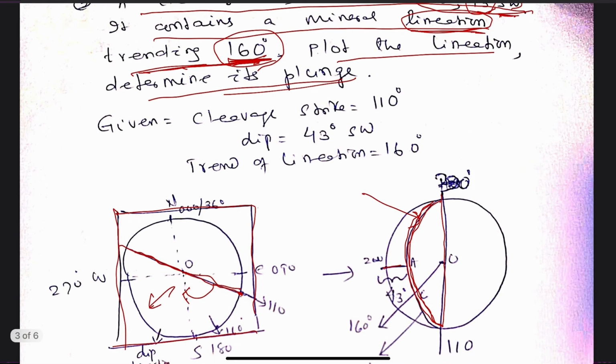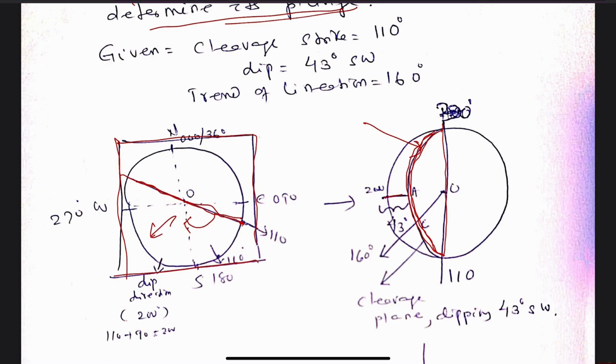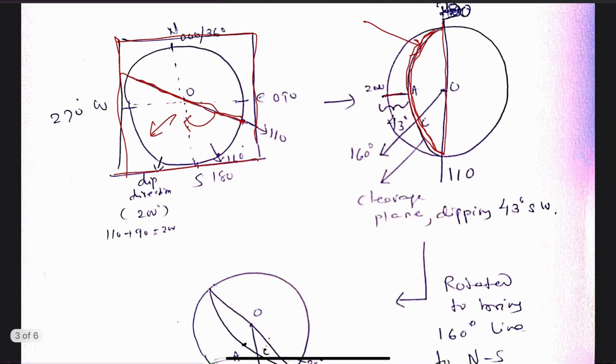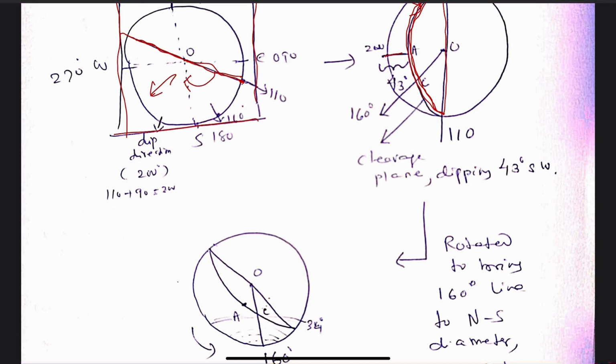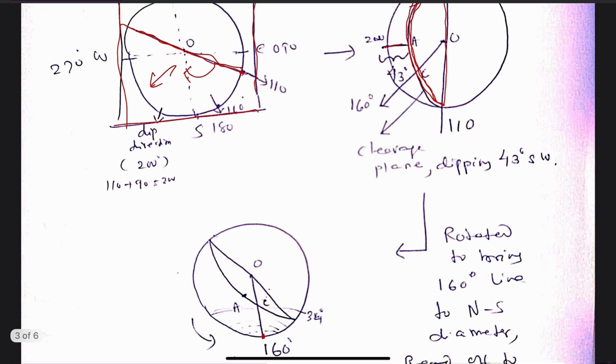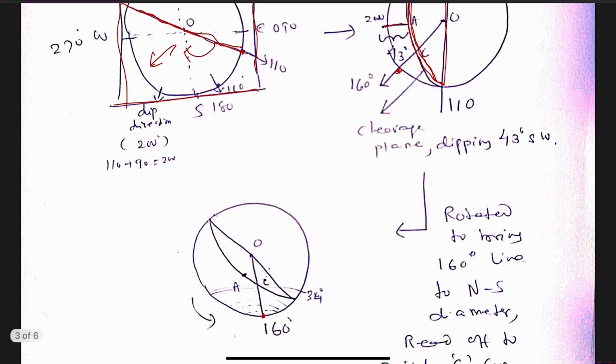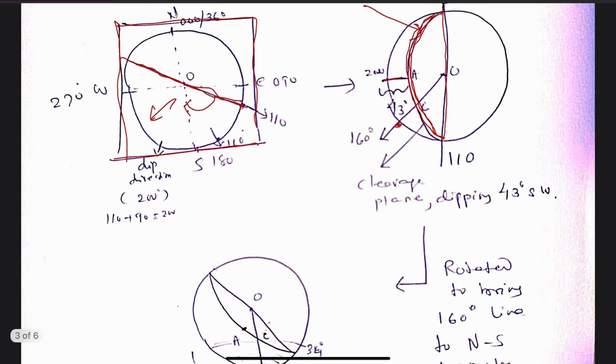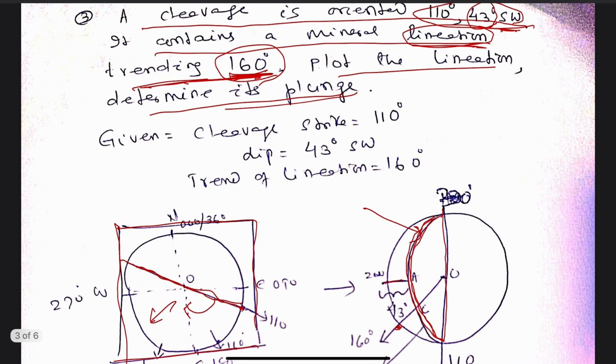So we will bring the overlay to its original position, indicating north point, south point, and then count 160 degree from the periphery to locate the 160 degree point on the periphery or on the primitive circle, and in order to find out the plunge of this line. So this will be the plunge.